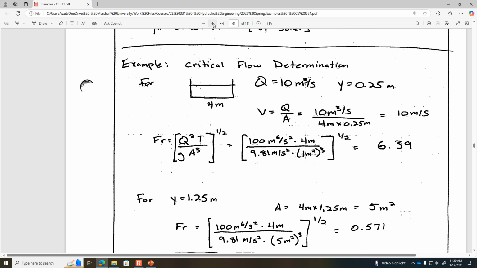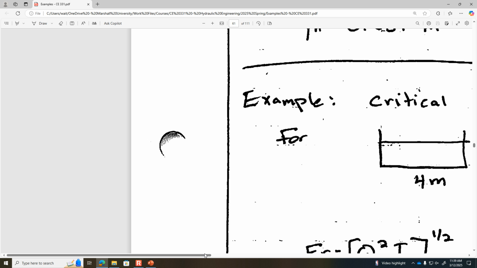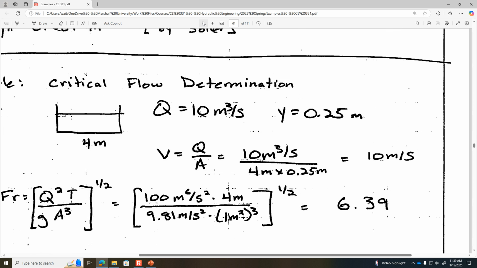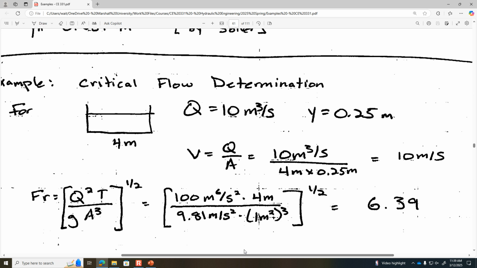Okay, so almost there. All right. So the Froude number, okay, so this is one way we diagnosed supercritical. This is method number 1. Method number 2 is since Froude number of 6.39 is greater than 1, then flow is supercritical.